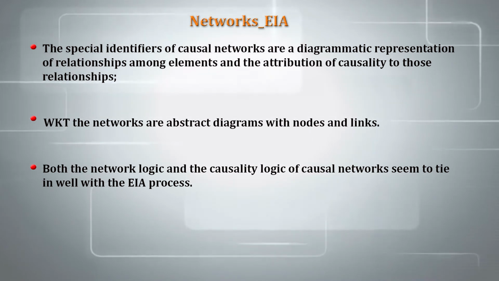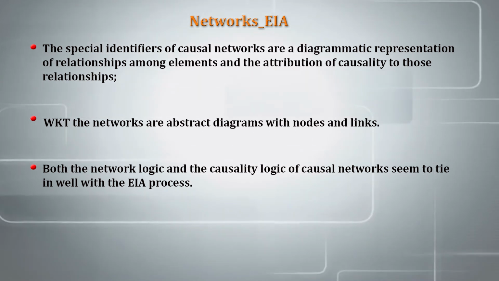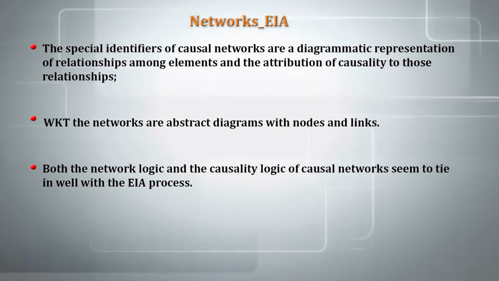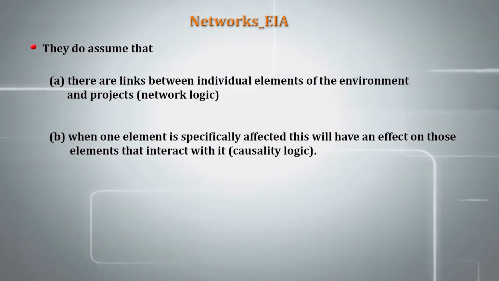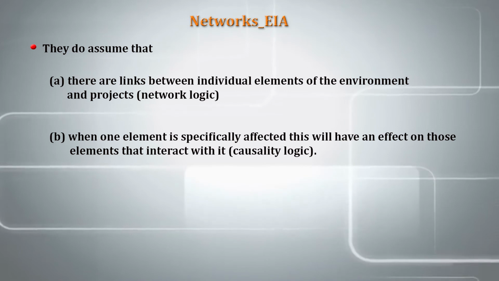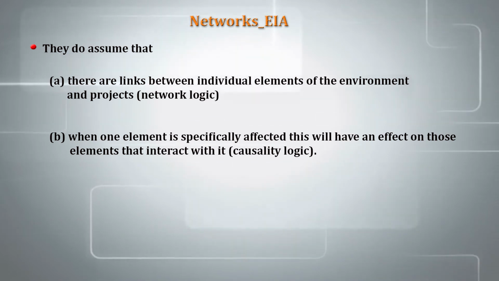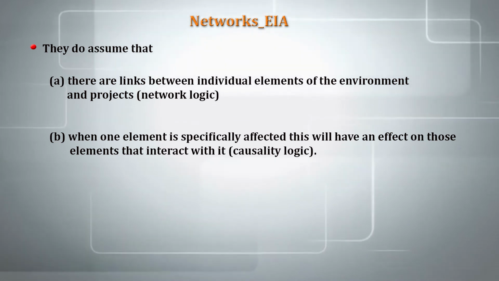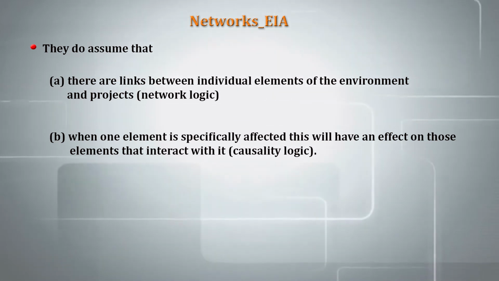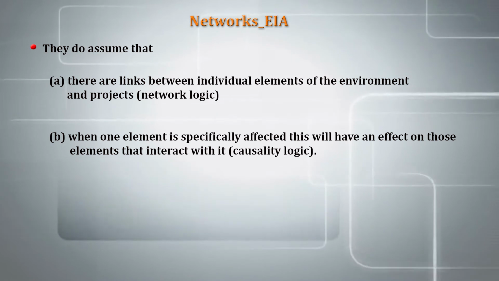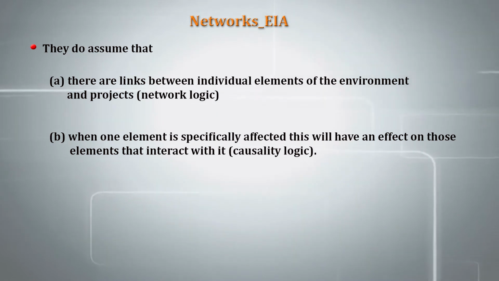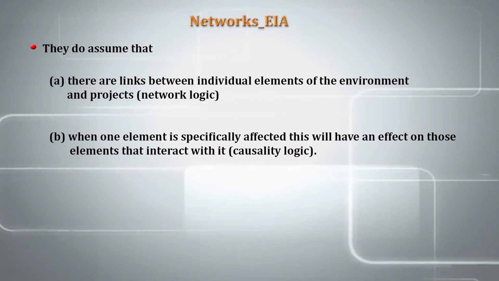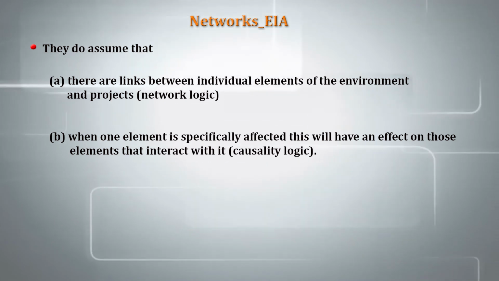There are two logics, one is the network logic, the other one is the causality logic. And of course, there are certain assumptions as far as this analysis is concerned. They do assume that there are links between individual elements of the environment and also the project. I am talking about the network logic. The second one is the causality logic. When one element is specifically affected, this will have an effect on those elements that interact with it. That is called causality logic. So there are two logics, one is network logic and the other one is causality logic.